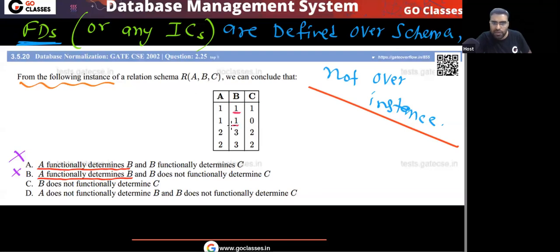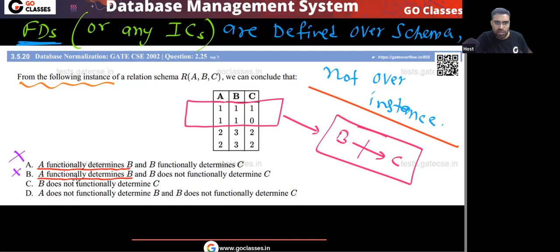In these two rows, the B value is the same, but the C value is different. Look at these two tuples: B value is same, C value is different. So I can say B does not determine C. Definitely on the schema also this FD will not hold. Tell me one thing: when can you say that an FD will hold on the schema?